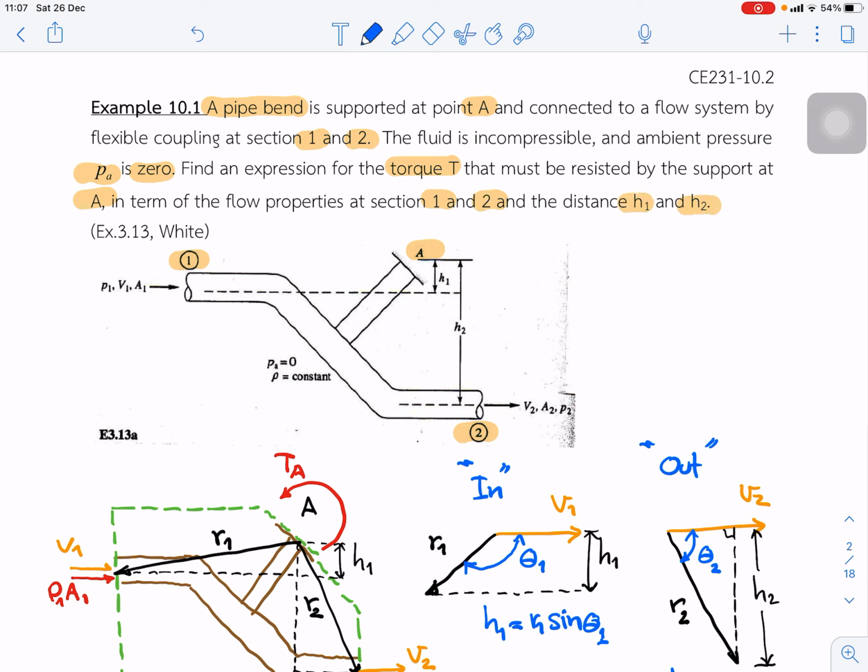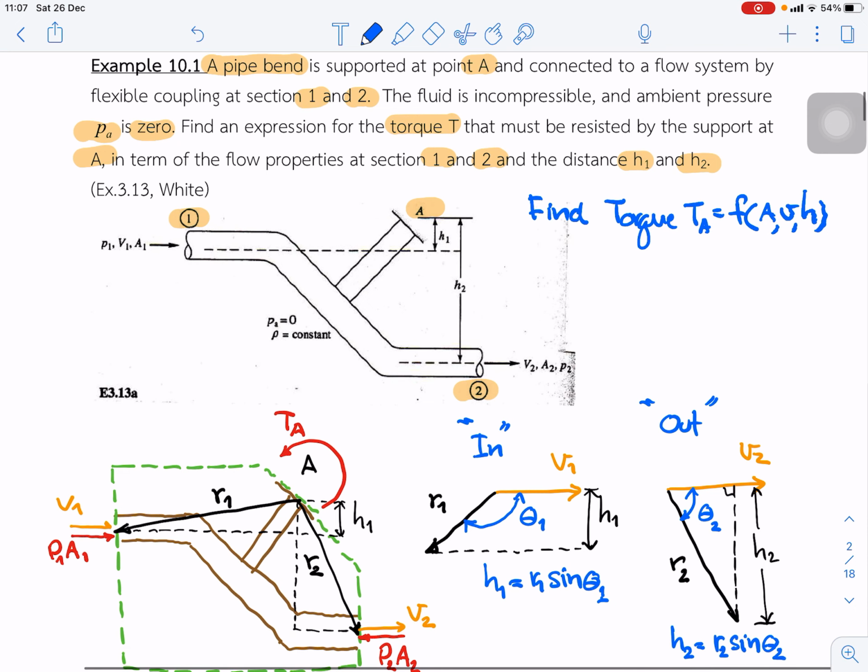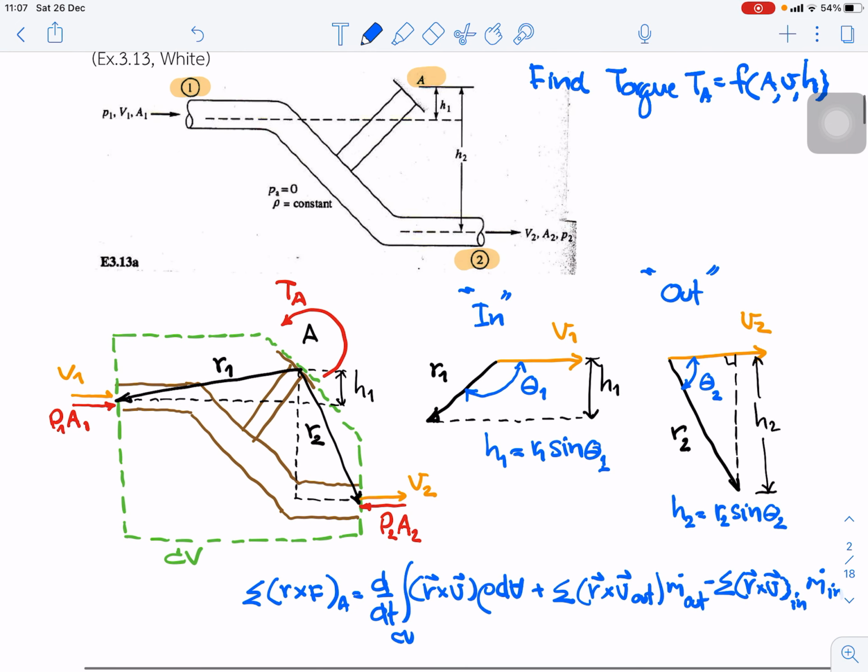So we want to find the torque TA at point A. Torque TA is a function of the area, velocity, and h at points 1 and 2. Next step, we have to make the control volume.